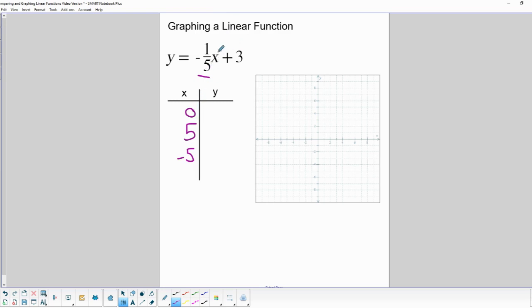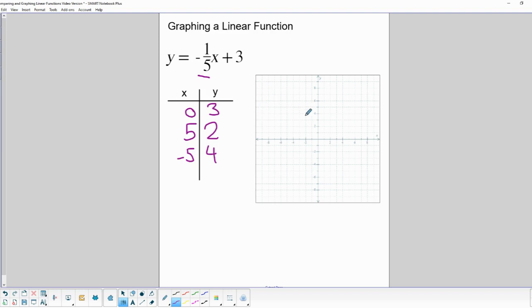So if I put in 0 for x, 0 times negative 1/5 is 0. 0 plus 3 is 3. If I put in 5, negative 1/5 times 5 would be negative 1. Negative 1 plus 3 is 2. If I put in negative 5, negative 1/5 times negative 5 would make that a positive 1. And 1 plus 3 is 4. So there you go.